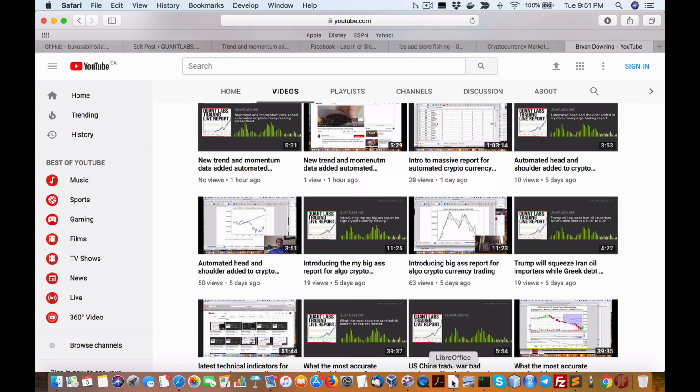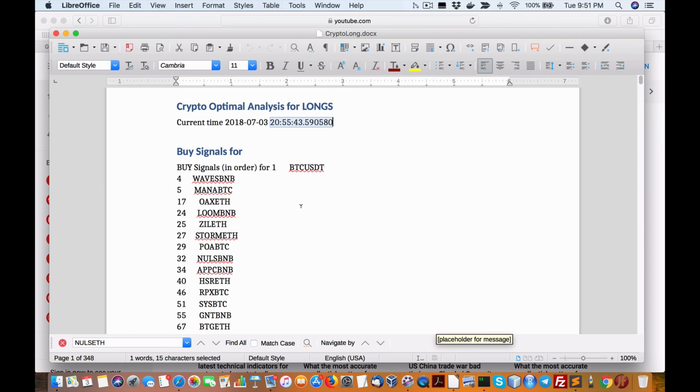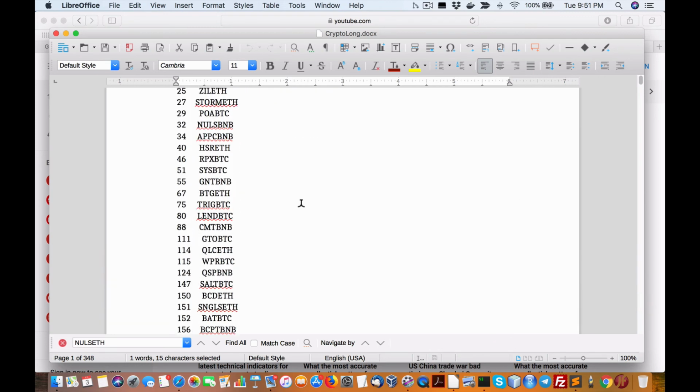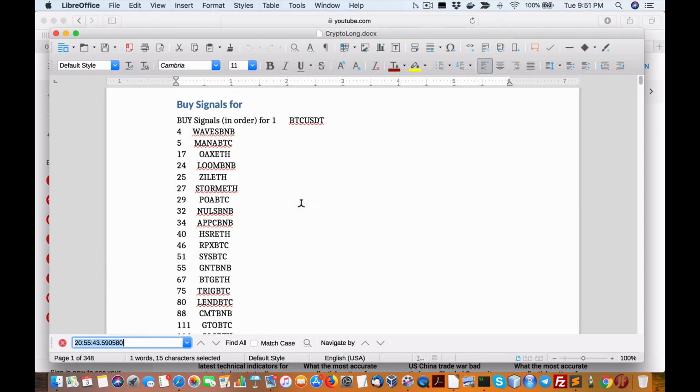So here, what we're looking at is the same report that I talked about last night. And here's some of the potential buying signals. And the one that caught my eye was Bitcoin being number one. So let's check out.